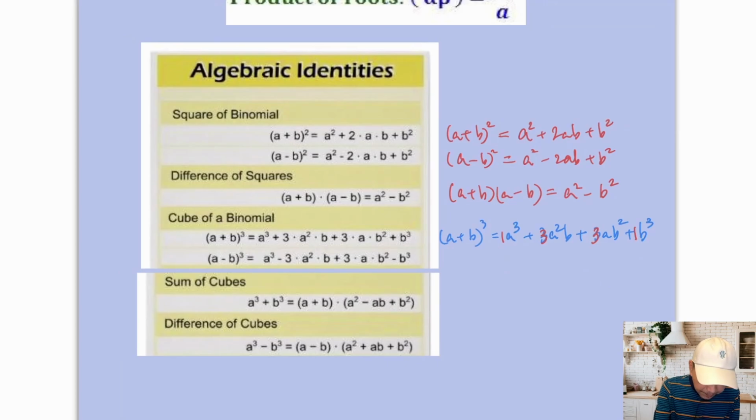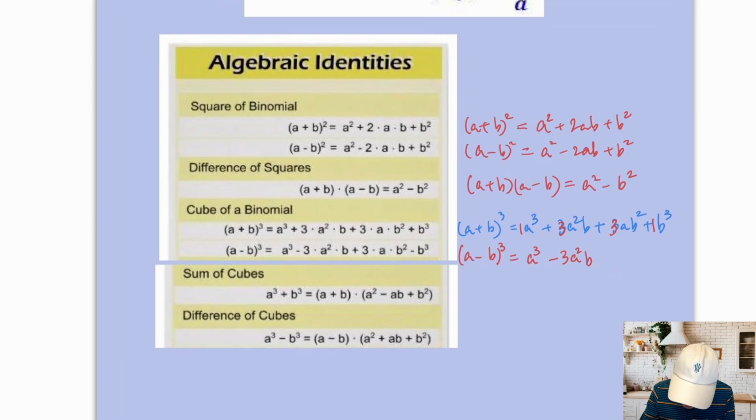By the same pattern, we can write down the cube of A minus B. The only difference is the sign. A cubed minus 3A squared B, A going down, the degree of B becoming higher, and then plus 3AB squared minus B cubed. Practicing a few times, I think you could remember these two formulas well. These two formulas are very helpful to expand the cube of a binomial.